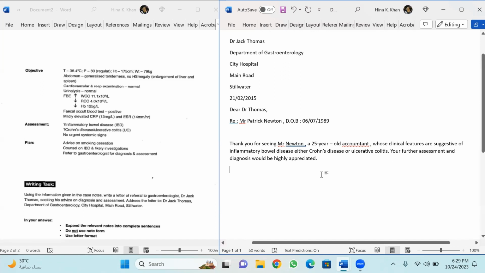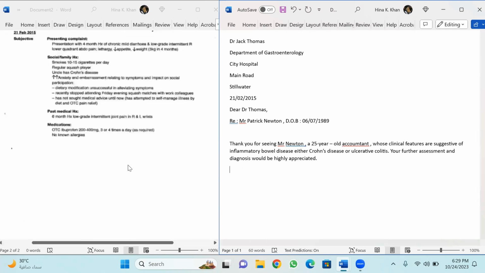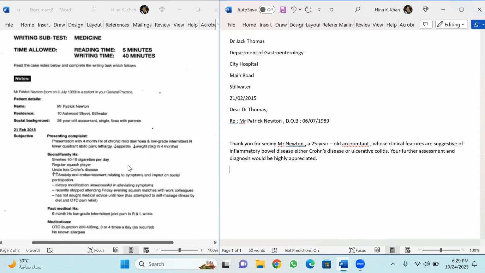Now, even after just reading this introduction, if I don't read the whole letter, I will be able to understand, okay, fine, what's the patient, what the doctor who has referred this patient to me is expecting from me. See, it's clear. And now we will just filter out the relevant information.